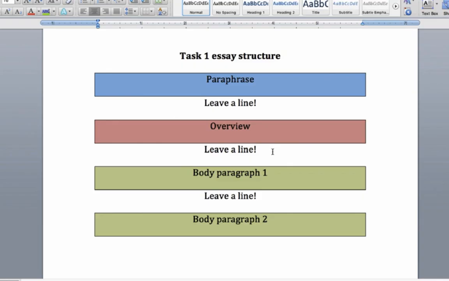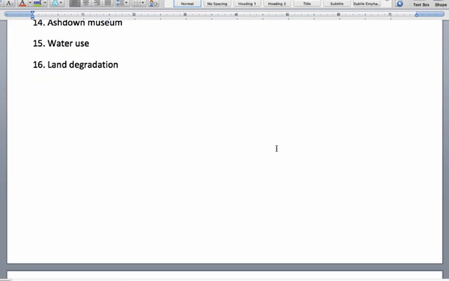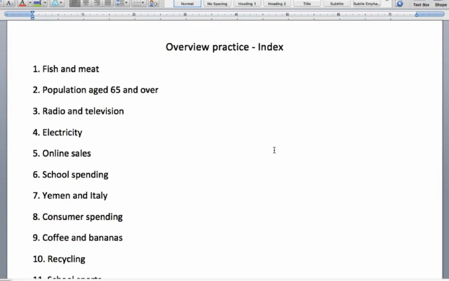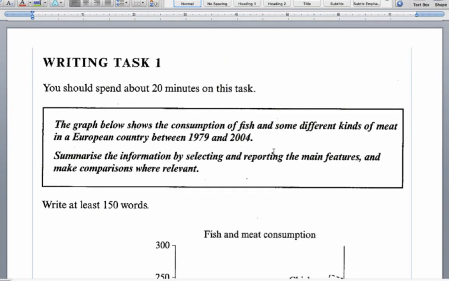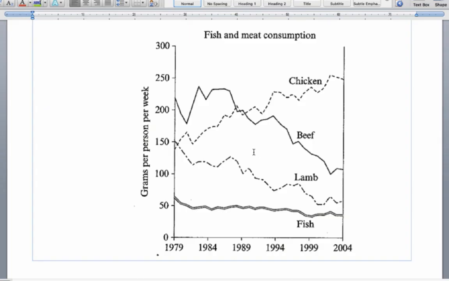So that's why I've created this document. I've put 16 in there. It's in the description. The link you can find in the description. And we're just going to go through the overviews and do as many as we can. So this is the first one.